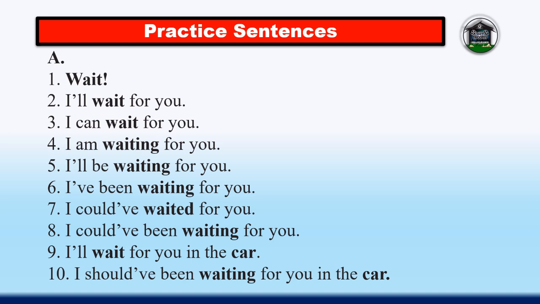Sentences for practice for content words. I'll wait for you. I can wait for you. I'm waiting for you. I'll be waiting for you. I've been waiting for you. I could have waited for you. I could have been waiting for you. I'll wait for you in the car. I should have been waiting for you in the car.